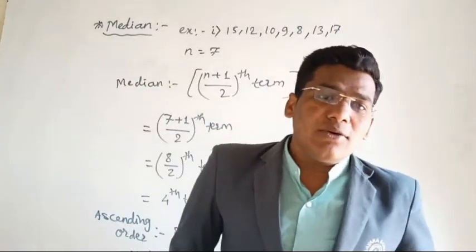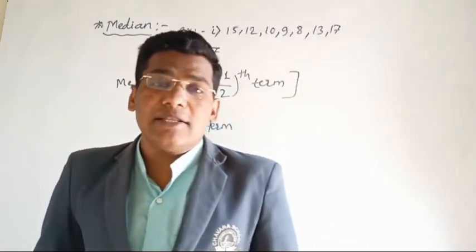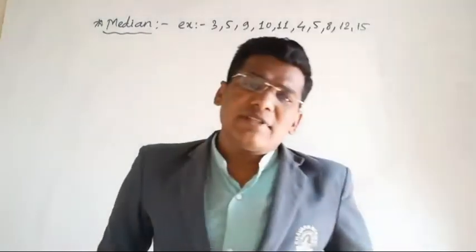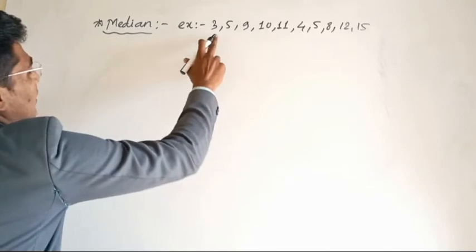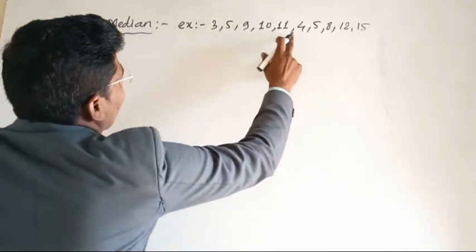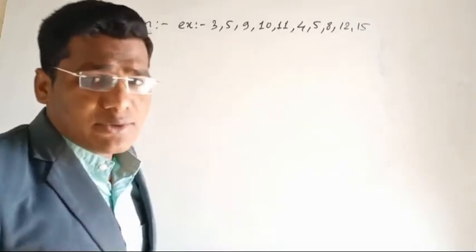Now, how to find the median of an even number of terms, that we will learn, and we will also see the formula for that. Now we will see another example for median. So here the example is 3, 5, 9, 10, 11, 4, 5, 8, 12, 15. These are the observations given to us.